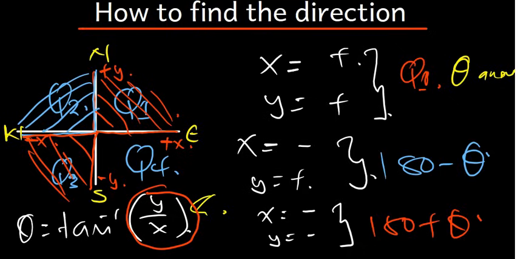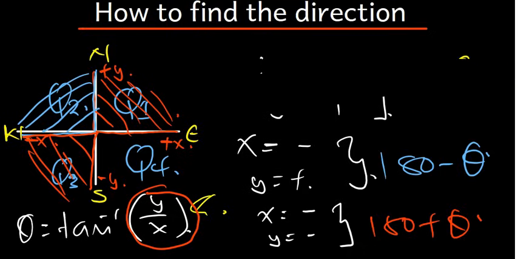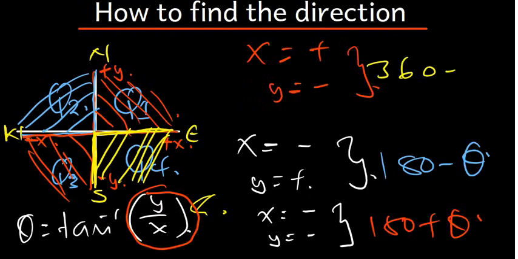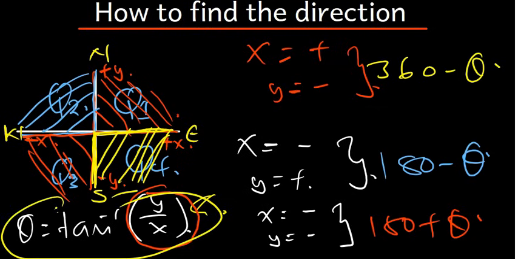Okay, so the fourth one is going to be when the x is positive and the y is negative. So the x is positive, the y is negative. Definitely this angle has to fall in the fourth quadrant. In the fourth quadrant, we have the x positive and the y negative, so it's going to fall here. So now, what we need to understand is that when it falls in the fourth quadrant, it's going to be 360 minus theta, the one which you have found after plugging in the values there. That is very, very important.